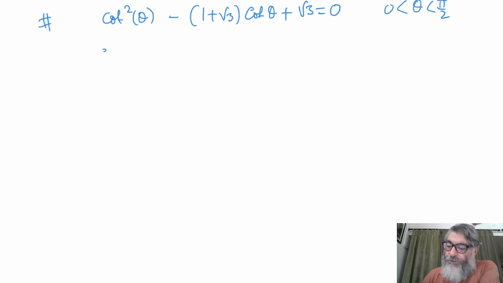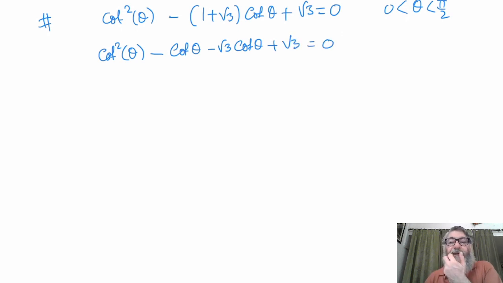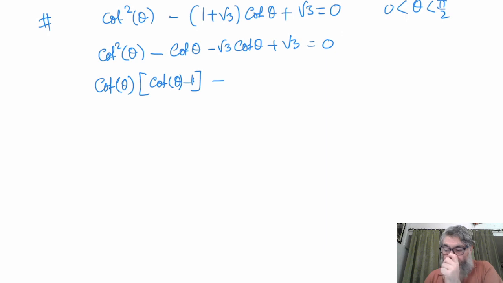So what I do is cot square theta minus cot theta, I open this, minus root 3 cot theta plus root 3 is equal to 0. We have opened the bracket on left hand side. We take common cot theta in the first two terms, and we will be left with cot theta minus 1. And from the third and the fourth term, we take out minus root 3 common, and we are left with cot theta minus 1 is equal to 0.